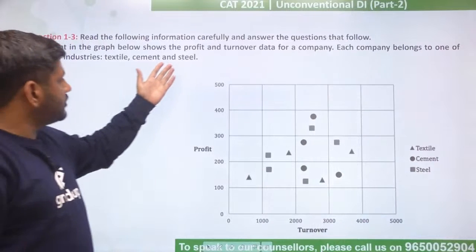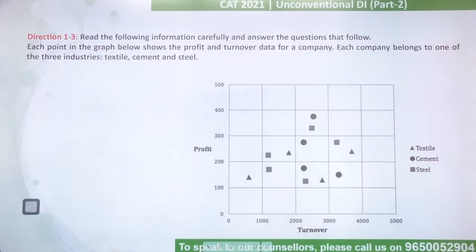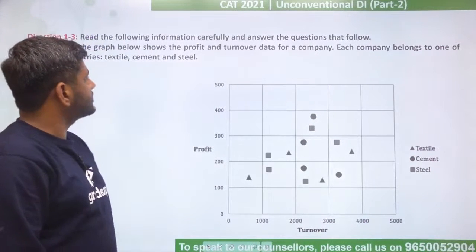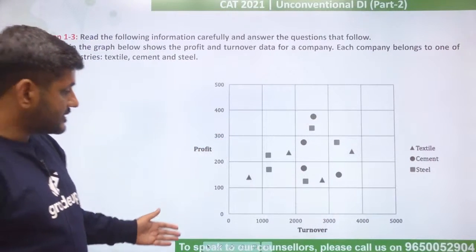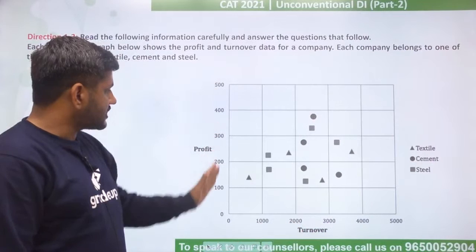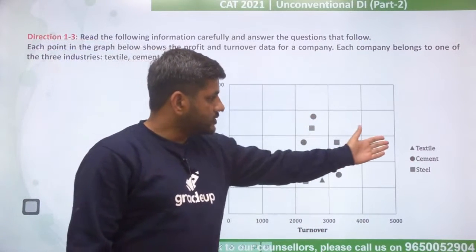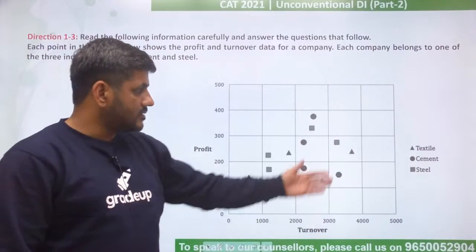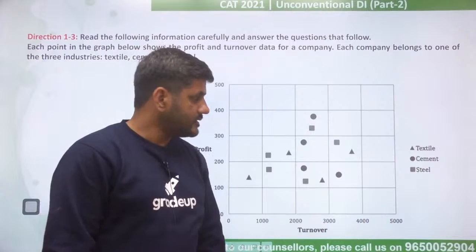Each point in the graph below shows the profit and turnover data for a company. Each company belongs to one of the 3 industries: textile, cement and steel. If you look at this graph, you will see that the x-axis represents the turnover, the y-axis represents the profit, and these are actually the companies. The triangles represent the textile companies, circles are cement companies, and squares are steel companies.